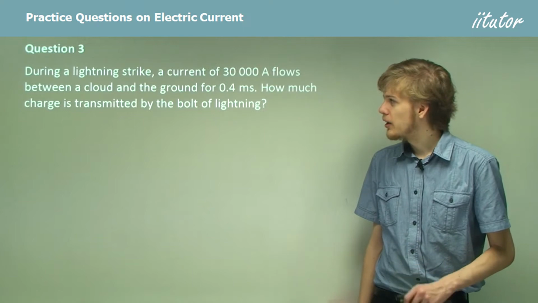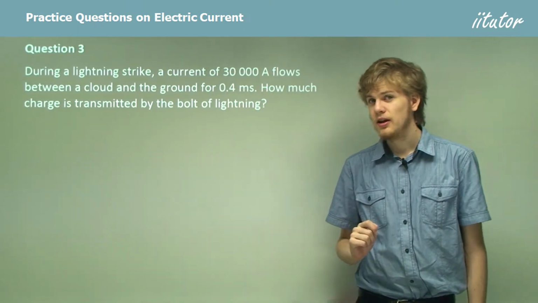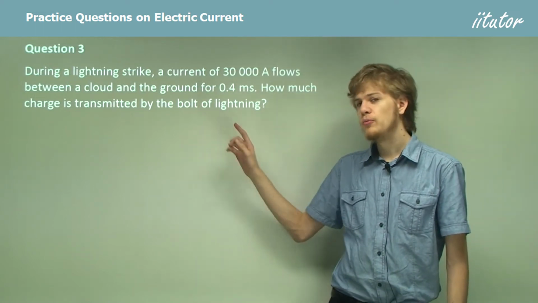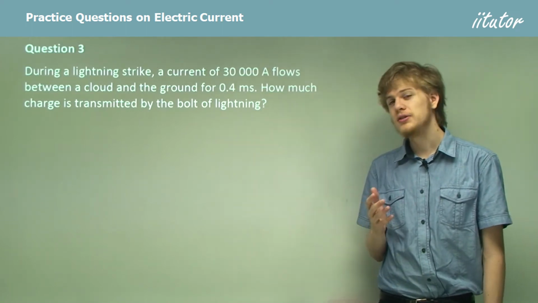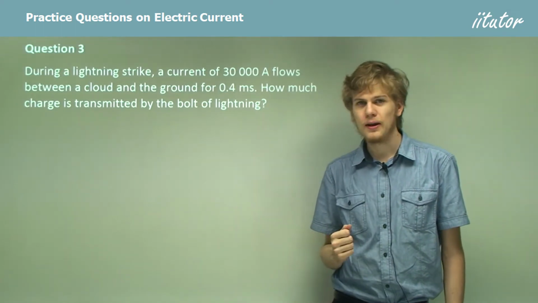Question 3. During a lightning strike, a current of 30,000 amperes, a very large current indeed, flows between a cloud and the ground for 0.4 milliseconds. That is 0.4 thousandths of a second. How much charge is transmitted by the bolt of lightning?